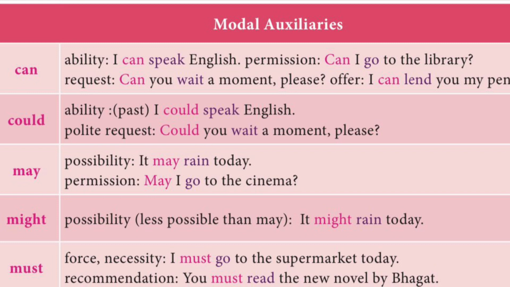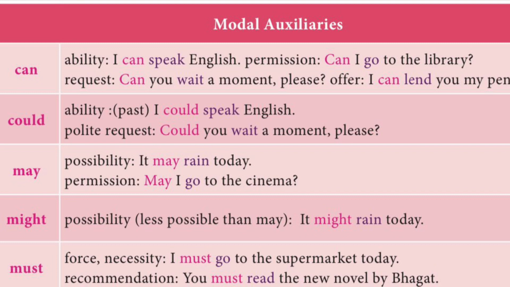And permission, as I said, may I come in, may I go to the cinema. Okay, so when we seek permission to show our politeness, we use the word may. So might is used in a place where you are sure about the thing to happen. Okay, when the possibility is less than may, means you're sure about it. It might rain today. Okay, in this place we use might, because we are sure it's going to rain.